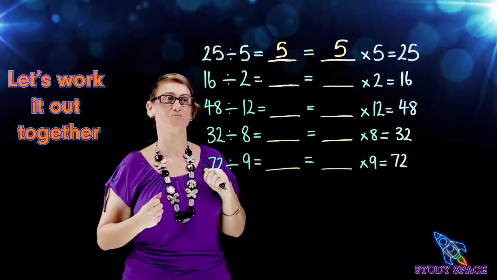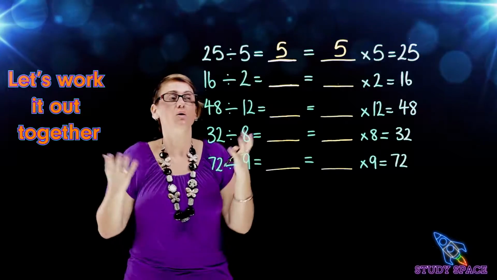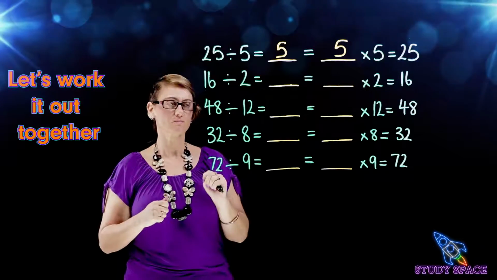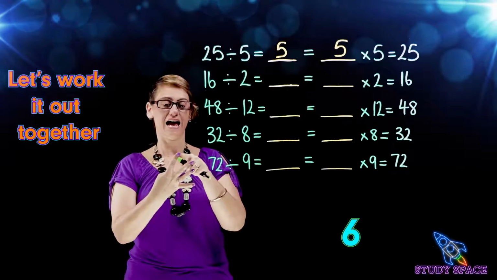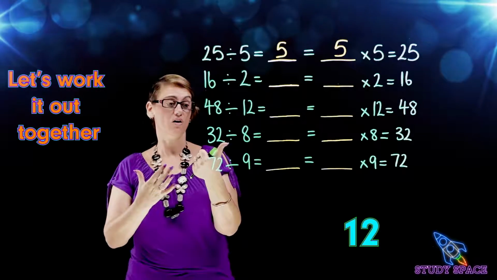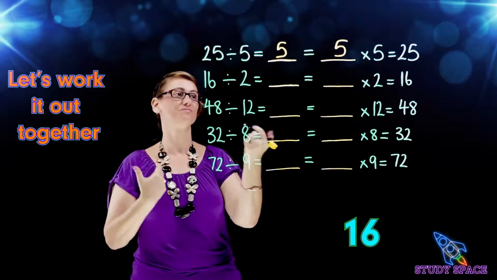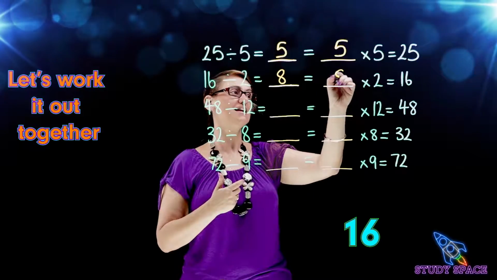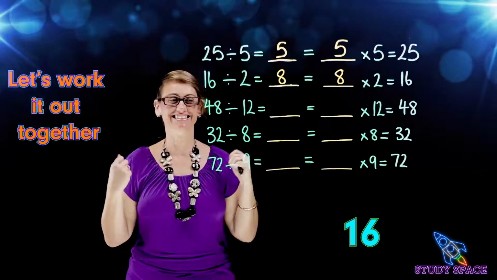Let's go to the next one. 16 divided by 2 equals what? So how many 2s are in 16? Okay, 2, 4, 6, 8, 10, 12, 14, 16. 8. Which means if I've got 8 times 2, it must be 16.